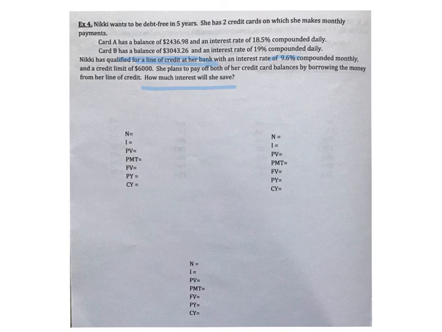So basically what we need to do is calculate how much she's going to have to pay if she kept card A, how much she's going to have to pay if she kept card B, and then now that she's planning to get this line of credit, how much would she have to pay? And then the difference between those two added together and this one will be the amount of interest she saves, because it's going to be way cheaper to do this one.